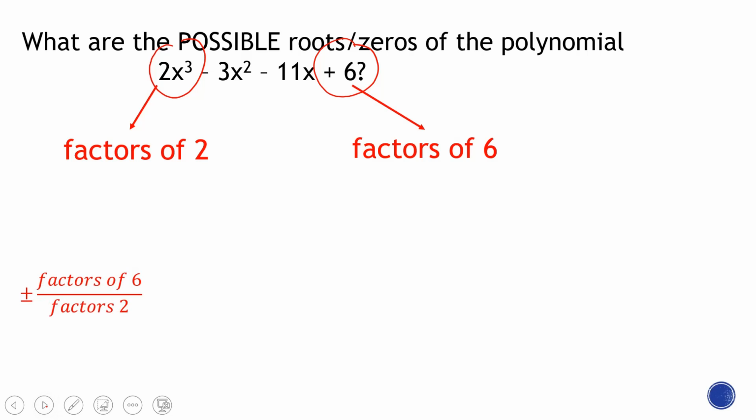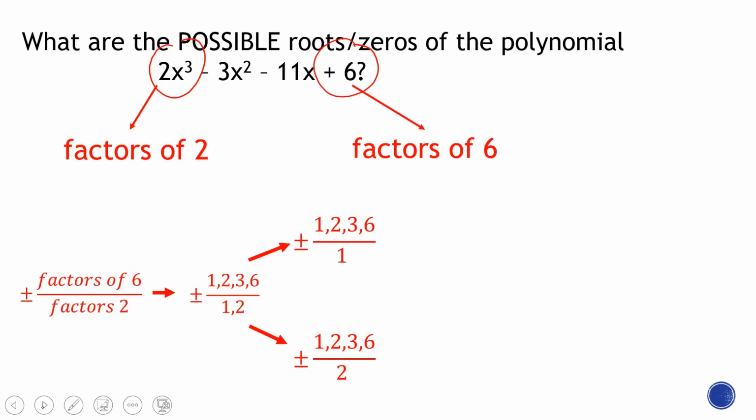So that will be positive negative factors of 6 over factors of 2. We all know that the factors of 6 are 1, 2, 3, 6. Factors of 2 are 1 and 2. And then we will separate that: 1, 2, 3, 6 over 1, and then 1, 2, 3, 6 over 2. Let's simplify each number here. 1 over 1 is 1, 2 over 1 is 2, 3 over 1 is 3, and 6 over 1 is positive 6 or positive negative 6. So we have positive negative 1, 2, 3, and 6.